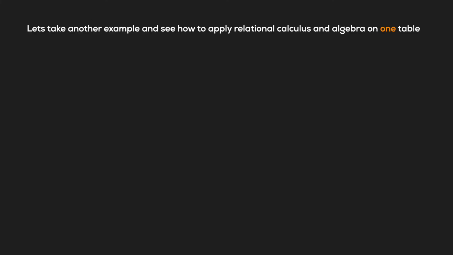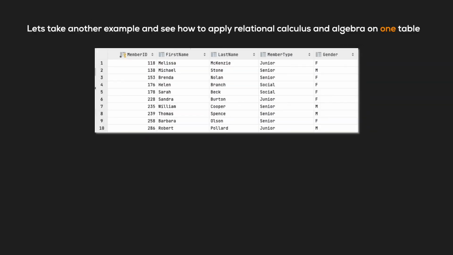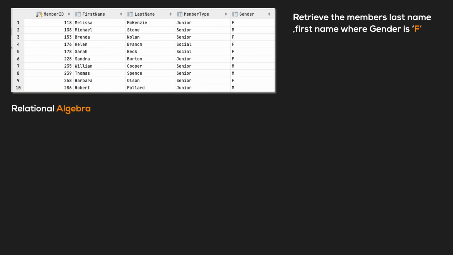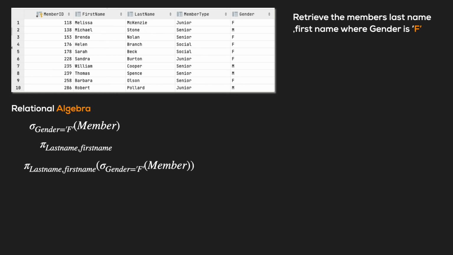Let's take one more example and see how to apply relational algebra and relational calculus to get the results. For this example, we are going to find the members where the gender type is female. So to solve this question using relational algebra, as we did in the previous example, we will give the condition gender type is equal to F using the selection operation, and then we will select the last name and first name columns using the projection operation. We will combine the selection operation and projection operation to get the rows where gender type is equal to female.